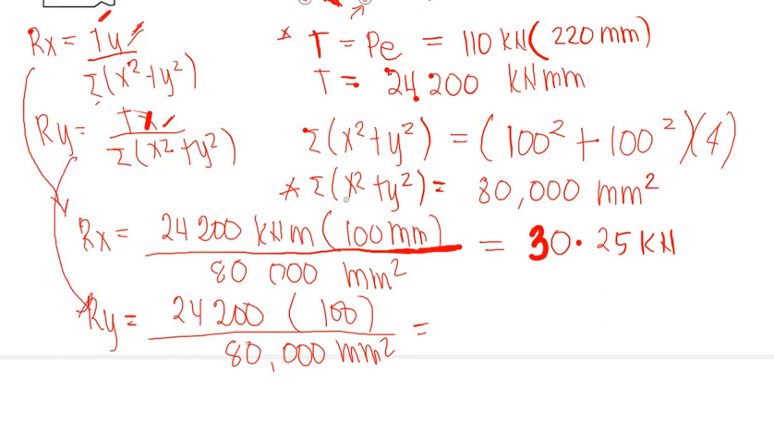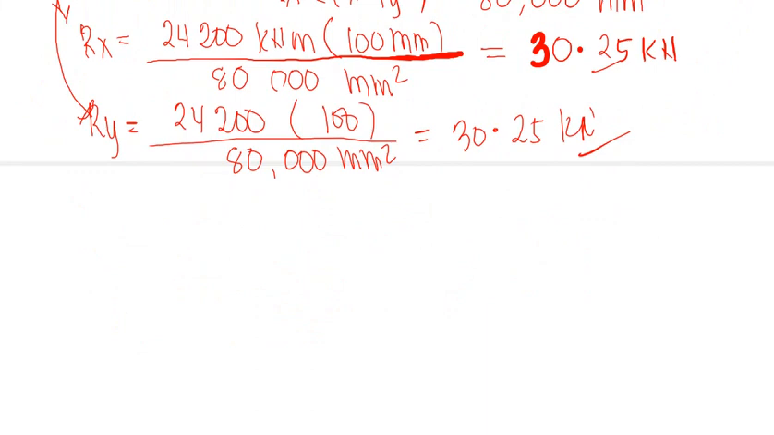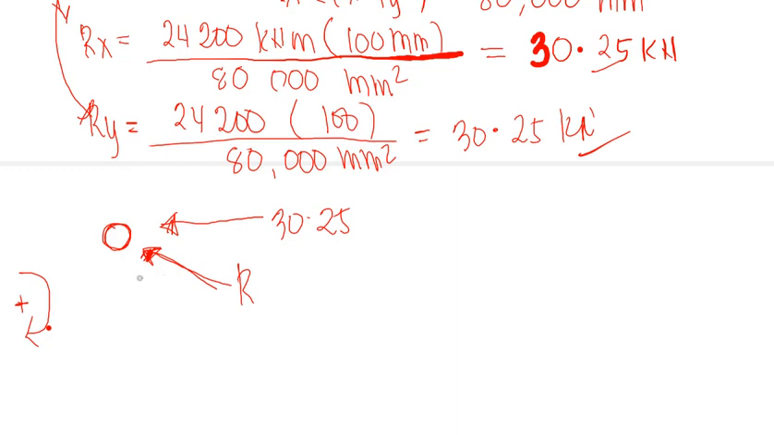So, yan yung Ry natin. That is equal to 30.25 kilonewton. So, meron na tayong value ng Rx, meron na tayong value ng Ry. So, if we have here yung bolt natin, ang kinukuha natin is yung resultant kasi yung torsion natin, pag ganun, diba, ito yung centroid natin, ito yung magiging load ng bolt natin due to the moment. So, that is our R. Ang nakuha natin is Rx, which is 30.25, and yung Ry, which is 30.25.